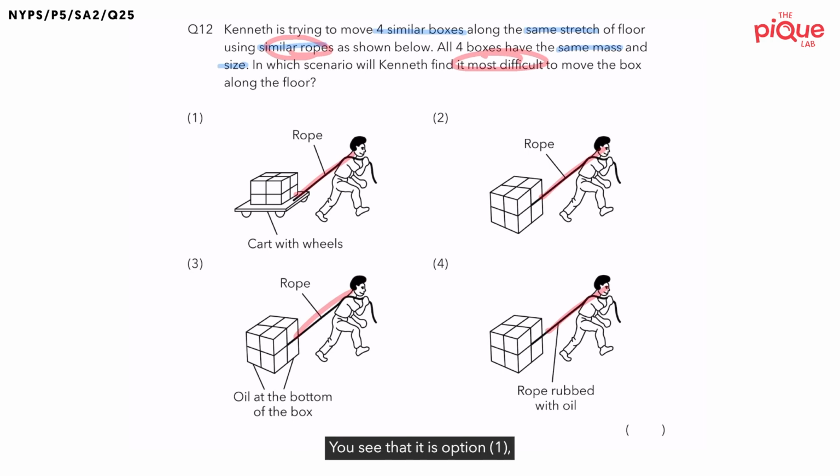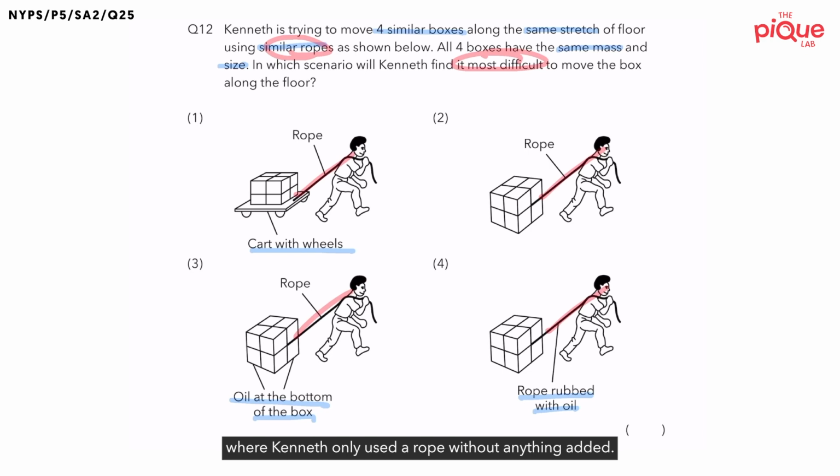We see that it is option 1, Kenneth used cart with wheels. Option 3, Kenneth used oil at the bottom of the box. And also option 4, Kenneth rubbed the rope with oil. Alright, and there's this setup where Kenneth only used a rope without anything added. That will be option number 2.